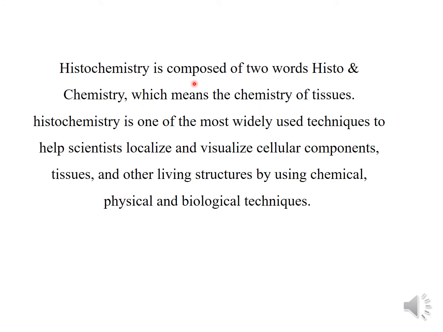Histochemistry is composed of two words, histo and chemistry. This means the chemistry of tissues. It is one of the most widely used techniques. It helps researchers and scientists to localize or visualize cellular components of the tissue and other living structures by using chemical, physical, or biological techniques.